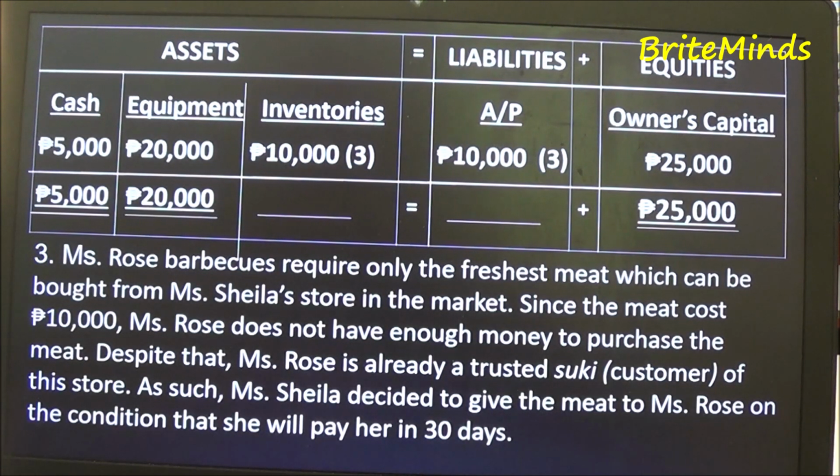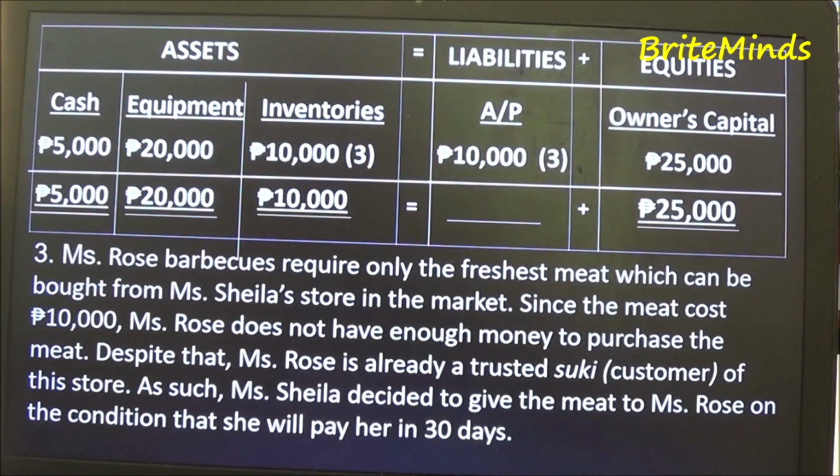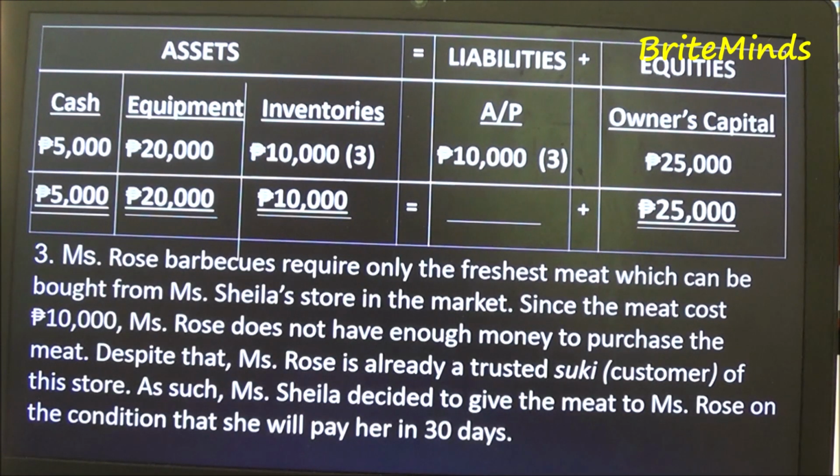So if we look at our accounting equation, cash remains the same, 5,000. Equipment is not affected by the transaction, it will remain the same, 20,000. Inventories, 10,000 pesos. And then on the right side of the equation, the liabilities, we have accounts payable for 10,000 pesos. And the equity, owner's capital, remains the same.